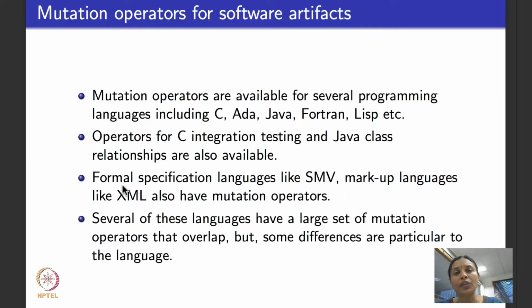When it comes to specification, mutation operators are available for formal specification in modeling languages like SMV and USMV. They are available for markup languages like XML, which we will see as a part of this course. Each of these languages, we know, is different, forms a slightly different subset, has different syntax, and more or less the same set of programs can be written with any programming language.